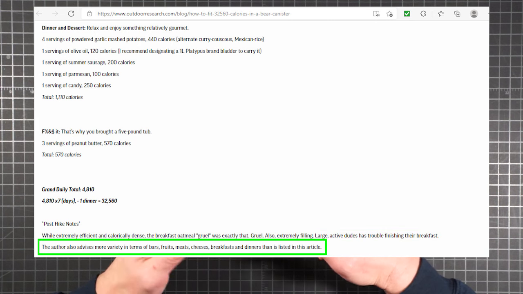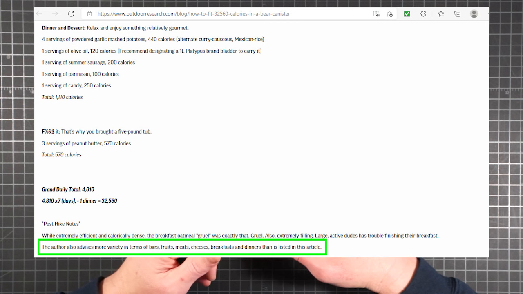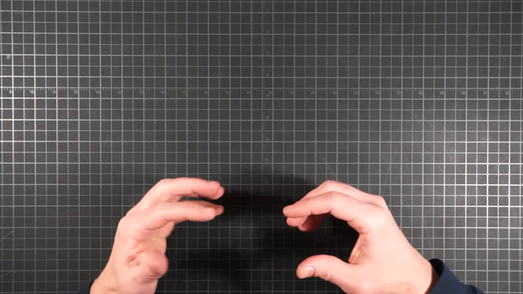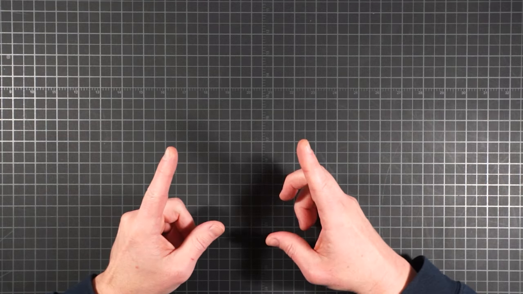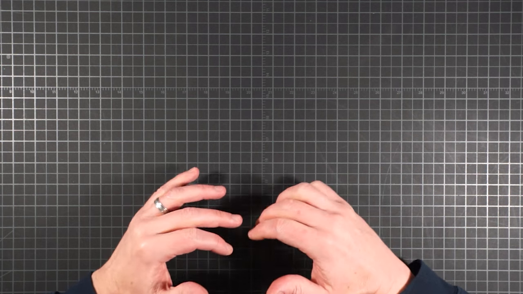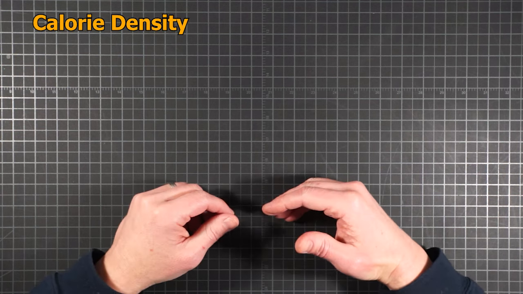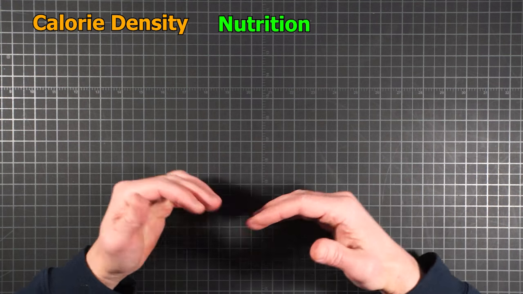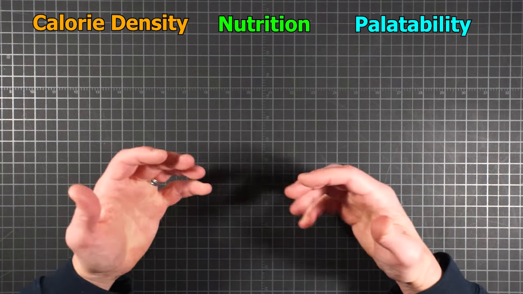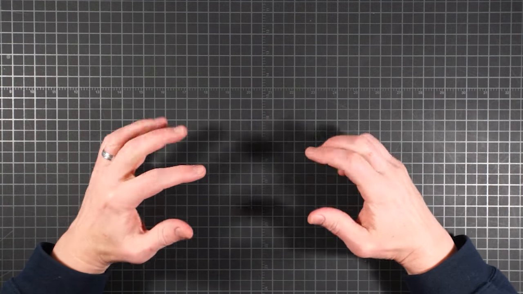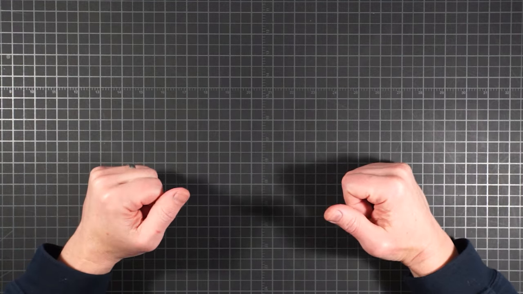If he had it to do over, the author would advise more variety, most probably at the expense of some of that density. So, like I said, an amazing effort to achieve record calories in a bear canister, but one that admittedly went too far. I've tried to stress throughout my previous videos that calorie density is only one aspect of a food's performance. Nutrition is another very important factor. Well, so is palatability.